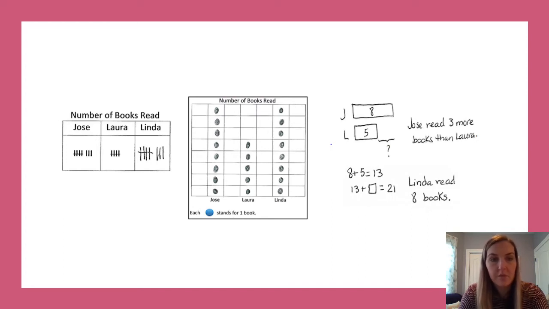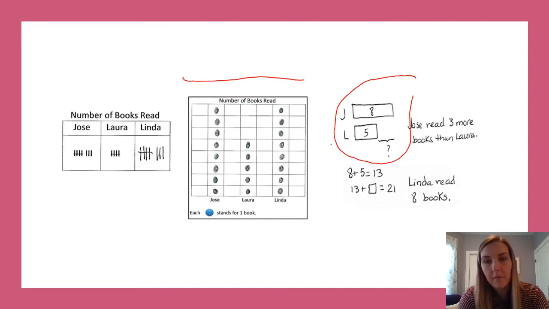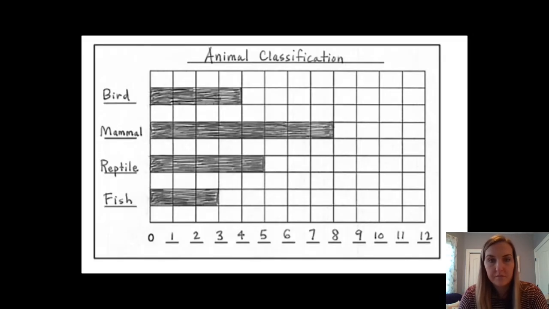Answer is that Linda read 8 books. Here's the chart right here. And then here is that tape diagram model to compare how many more books Jose read than Laura. Linda read 8 books. Here is an example of a horizontal bar graph.